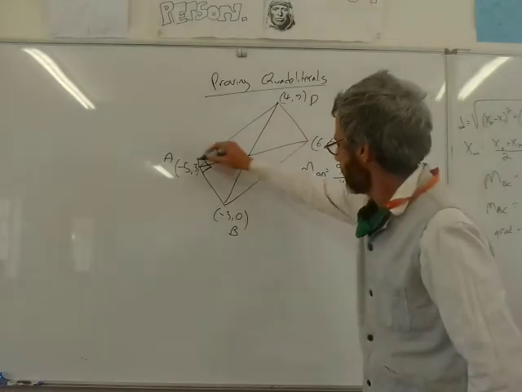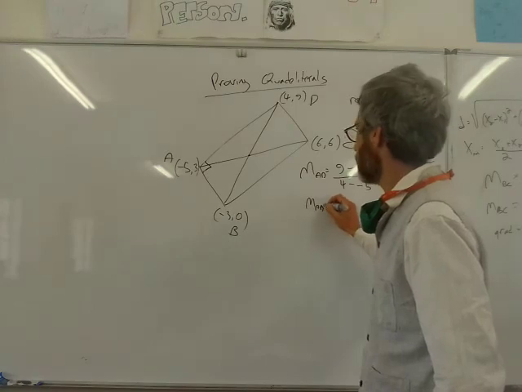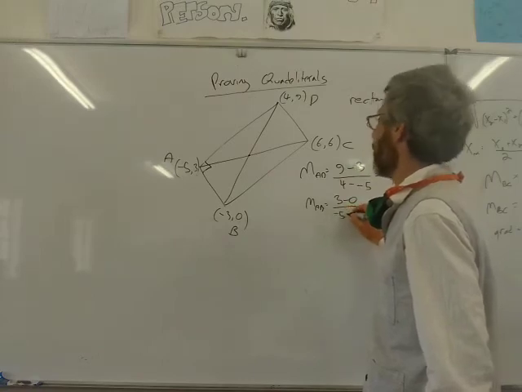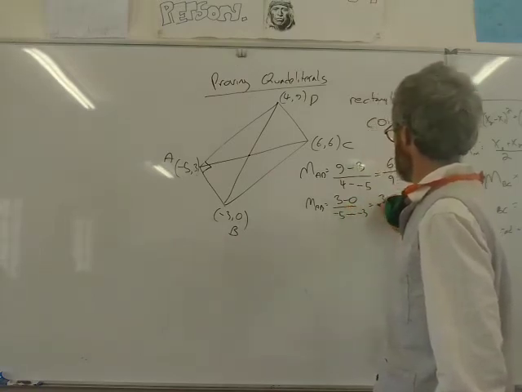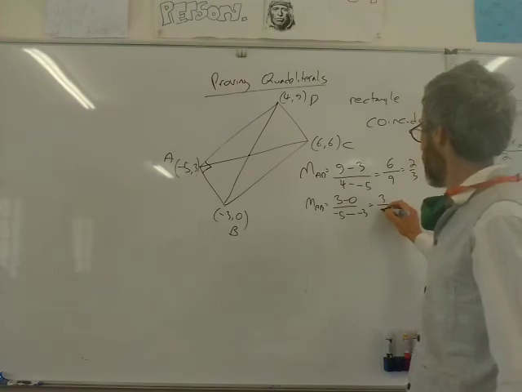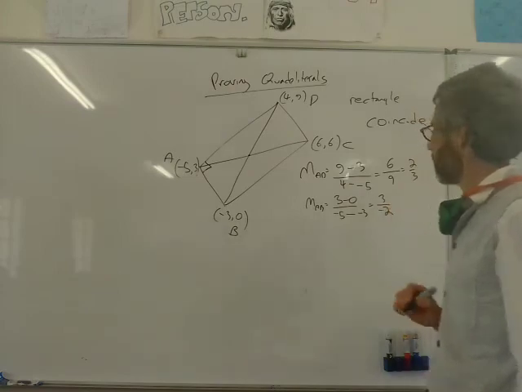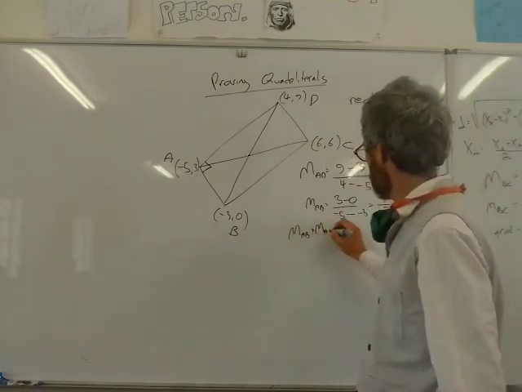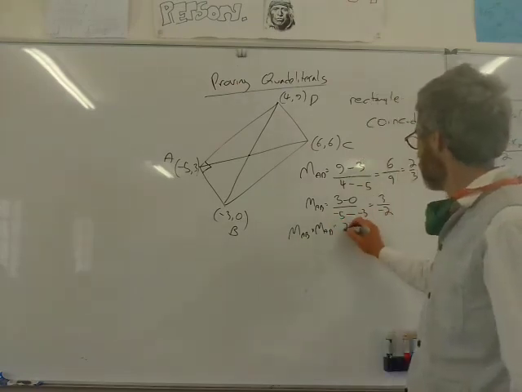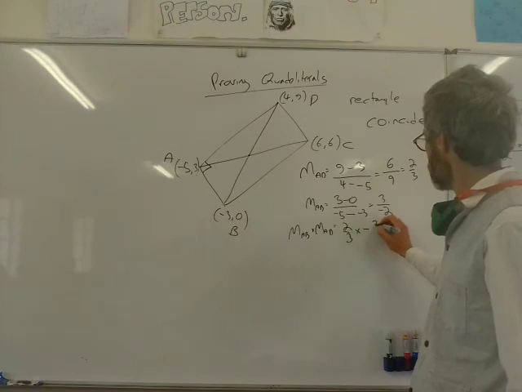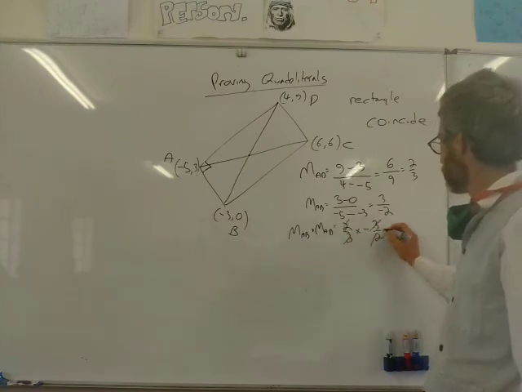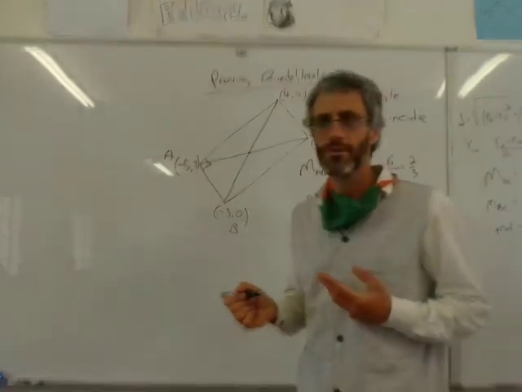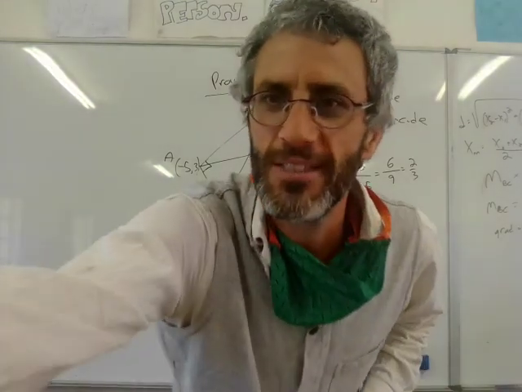Now we calculate the gradient of AB. Let me start from A. So 3 minus 0 over minus 5 minus 3 is 3 over minus 2, I think, right? 3 over minus 2. Now we're going to multiply both gradients: 2 over 3 times minus 3 over 2, which is minus 1. Much easier than using the distance formula. Let's stop here. Cheerio, until next time.